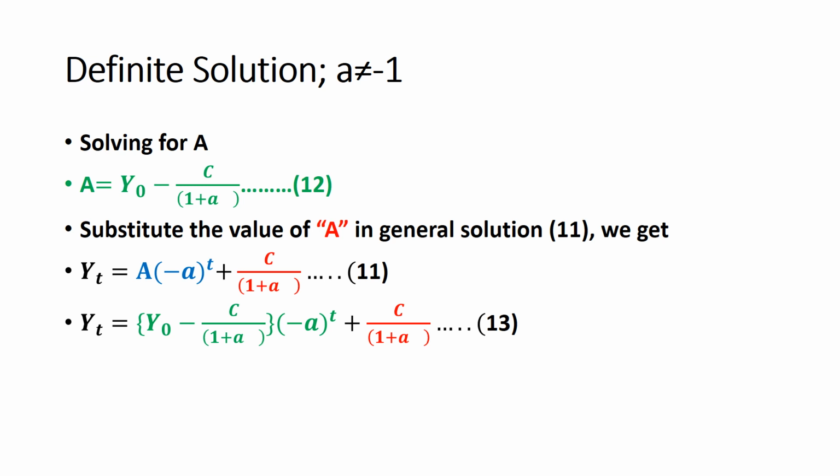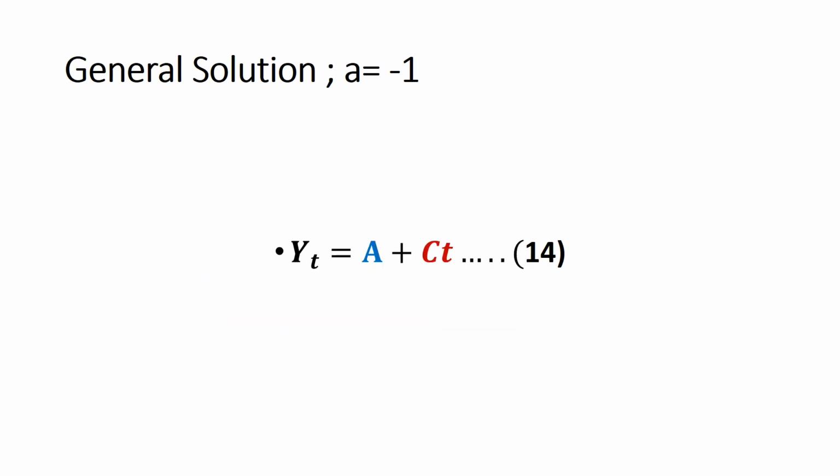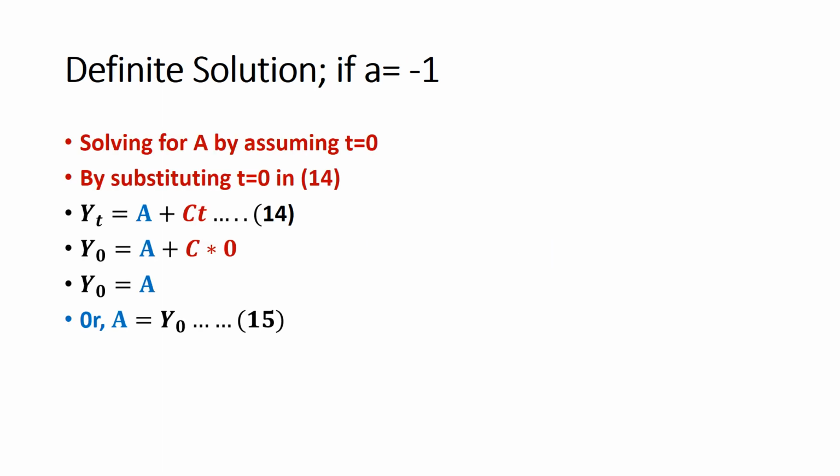What is the difference between the definite solution and the general solution? In the general solution, the arbitrary constant A is available, but in the definite solution, there is no A. We eliminate the value of A by substituting the value of A. So general solution in case of a is equal to 0: in case of a is equal to 0, yt is equal to A plus ct. And the definite solution in case of a is equal to minus 1.